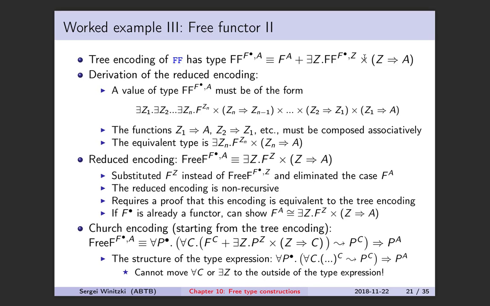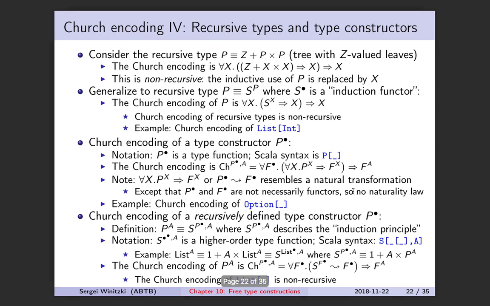I show the free functor in the tree encoding, and I derive the reduced encoding by reasoning about the tree encoding and its equivalences under the laws of the functor. Then I want to do the church encoding of the free functor. This is now much more complicated because of all the type quantifiers that are required. So I take a little aside to explain the recursive types in the church encoding.